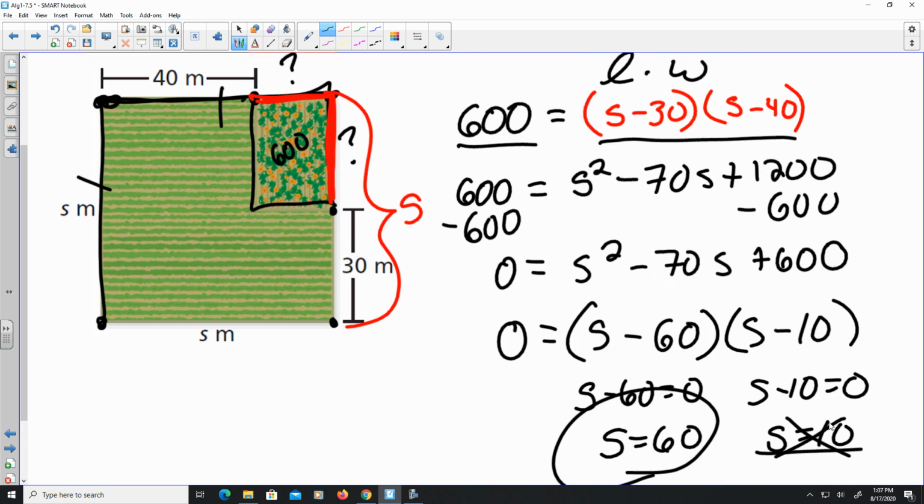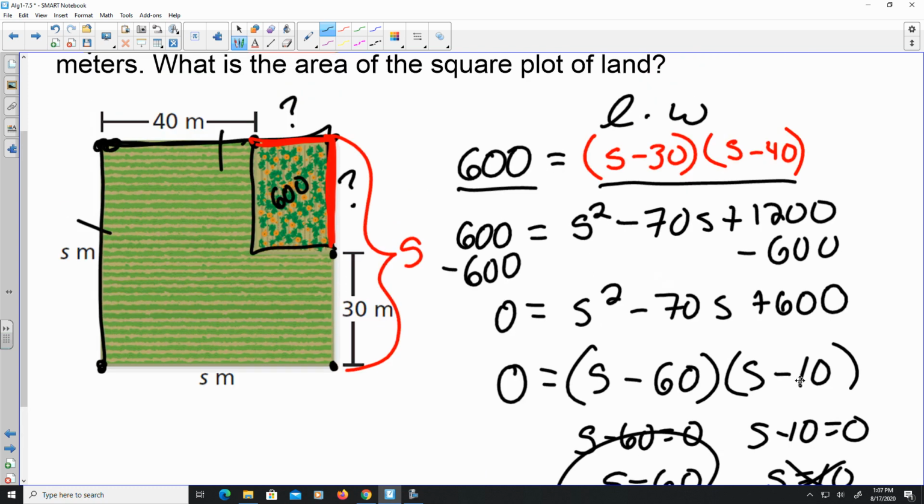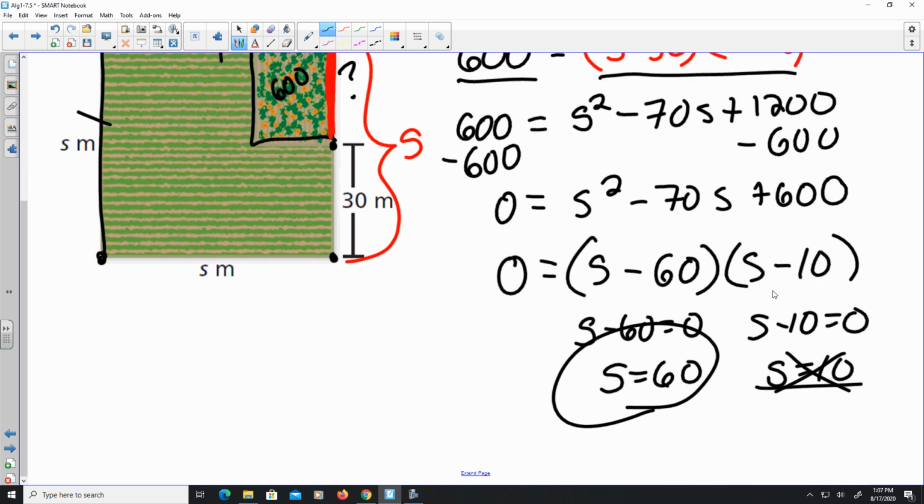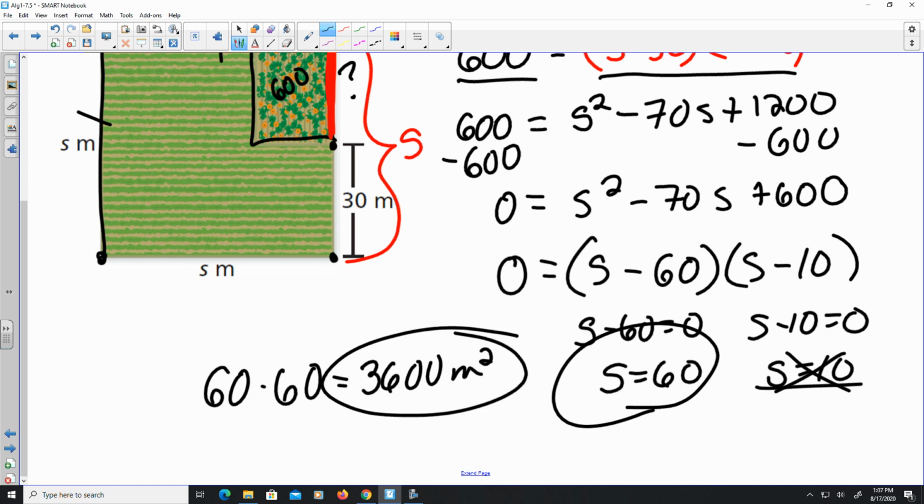So to answer the question, what is the area of the square plot of land? It is going to be 60 times 60, which is 3,600 square meters. And that is being able to factor x squared plus bx plus c.